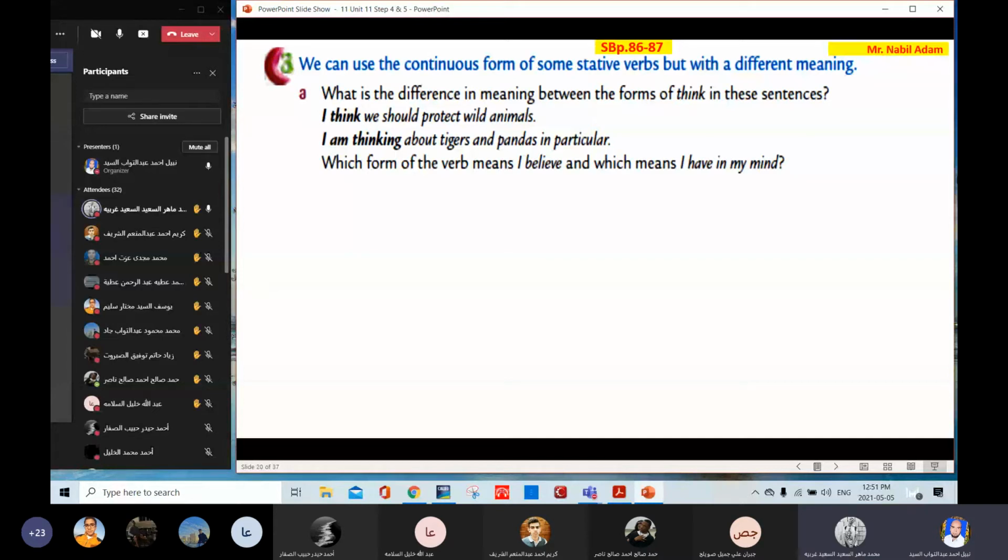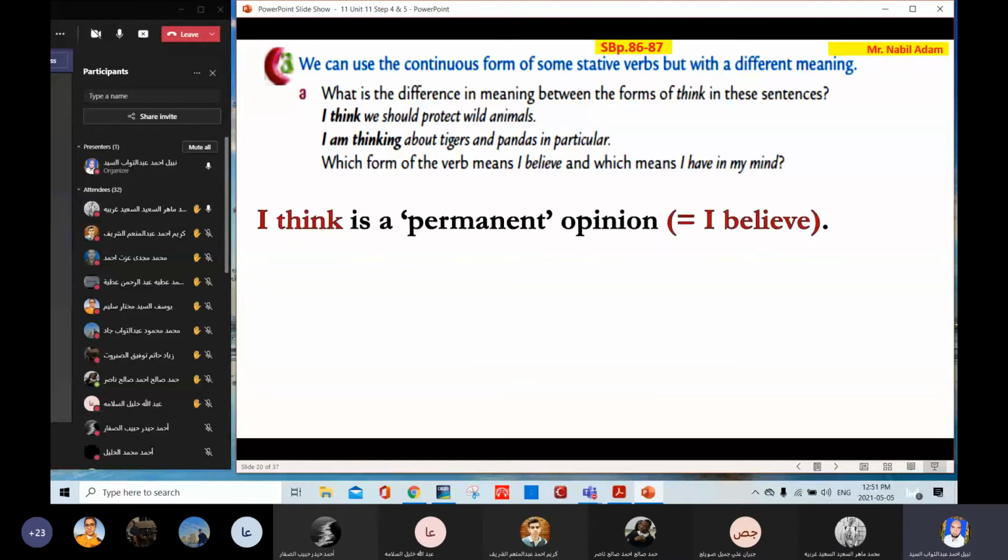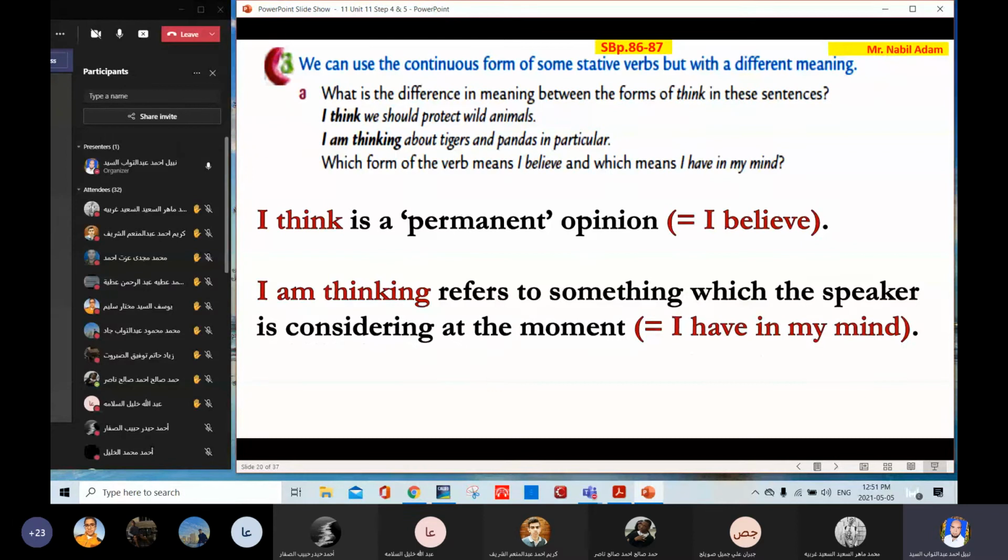I'm thinking about tigers and pandas in particular. What does "I'm thinking" mean here? This meaning is "I am going to think." You've got two choices, Mohammed Maher. Does it mean "I believe" or does it mean "I have in my mind"? I have in my mind. Yes, good. So "I think" is a permanent opinion, it means I believe. And the second one, "I'm thinking," refers to something which the speaker is considering at the moment. It means I have in my mind.